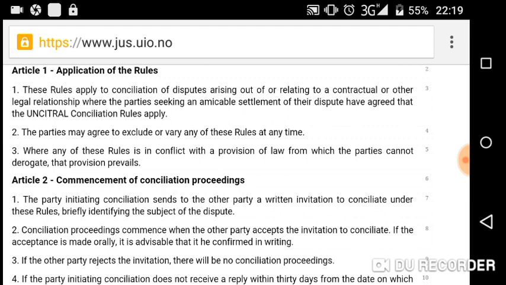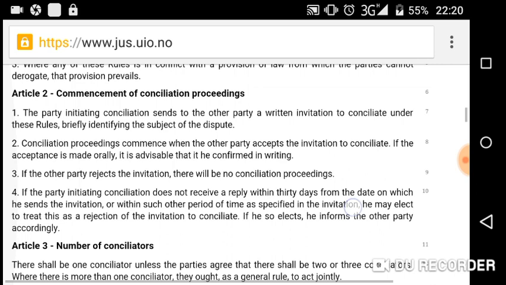So first of all, Article 1, application of the rules. This rule applies to conciliation of disputes arising out of or relating to a contractual or other legal relationship, where the parties seeking an amicable settlement of their disputes have agreed that the UNCITRAL Conciliation Rules apply. That's it.